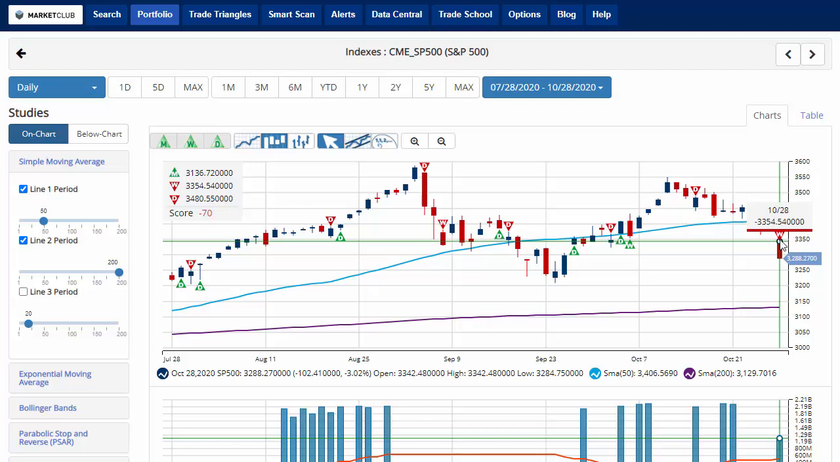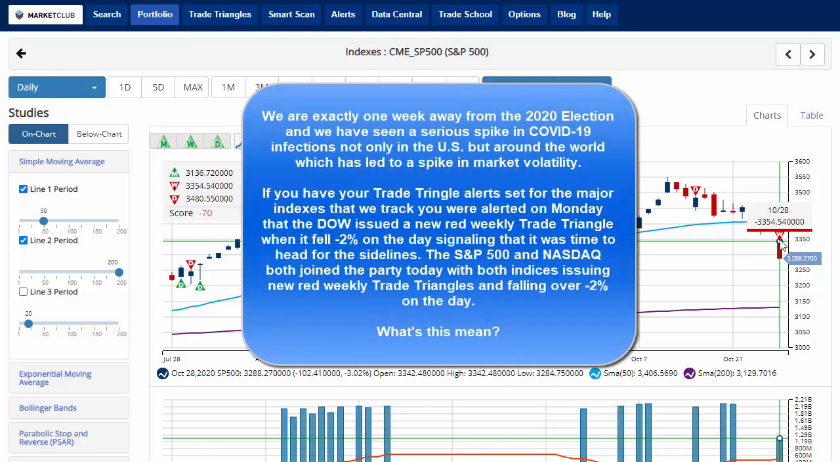Hello traders everywhere, Jeremy Lutz coming from the digital studios of Market Club, and we are exactly 1 week away from the 2020 election. And we've seen a serious spike in COVID-19 infections, not only in the US, but around the world, which has led to a spike in market volatility.